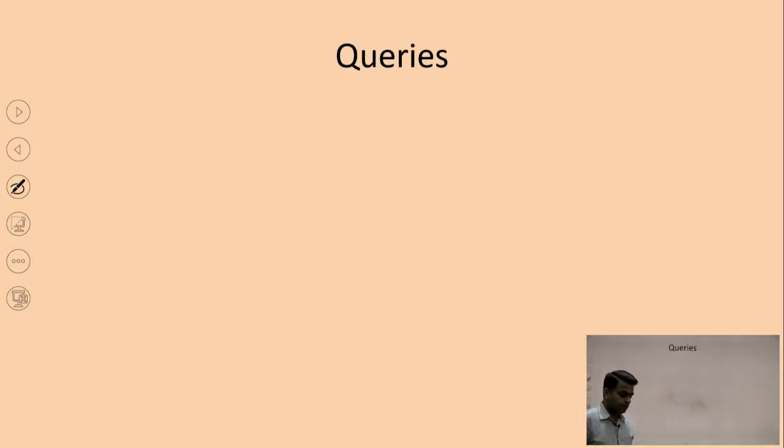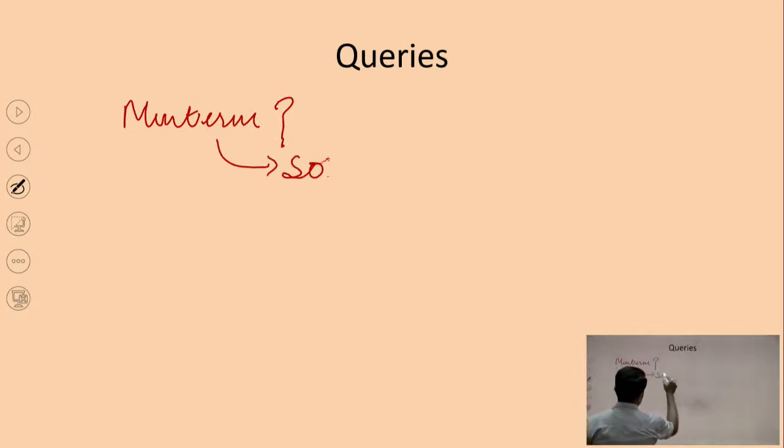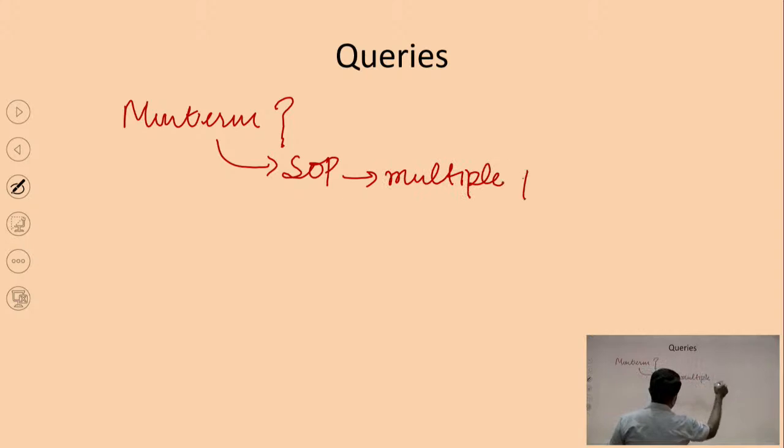So I am answering that question. Why is a minterm called a minterm? A minterm is related to SOP. SOP has multiple products.